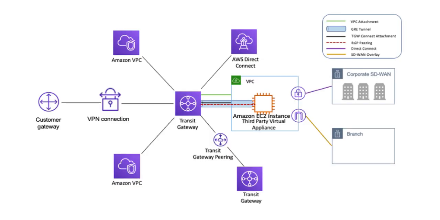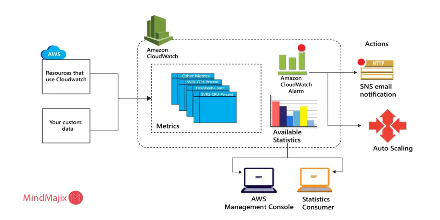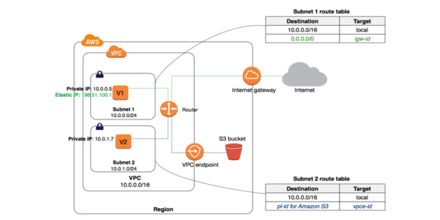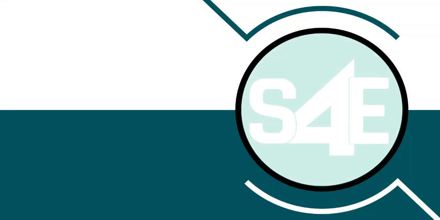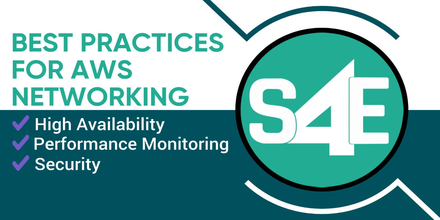Implement VPC peering for direct connections between VPCs or switch to transit gateway for complex networks. Use Amazon CloudWatch to monitor VPC metrics and set alarms. Optimize costs with VPC endpoints for services like S3 and DynamoDB. Before we wrap up, here are some best practices you must follow.